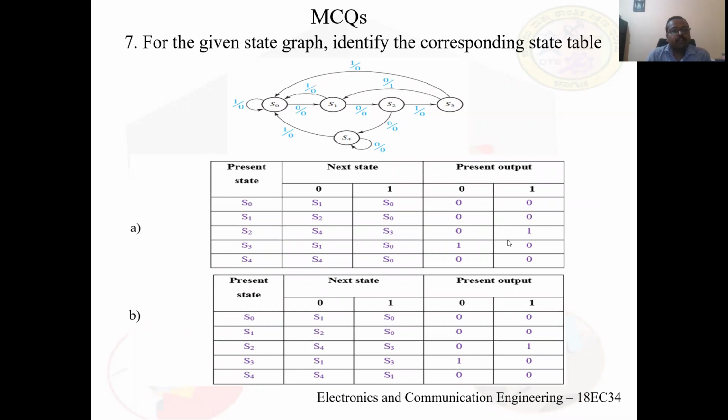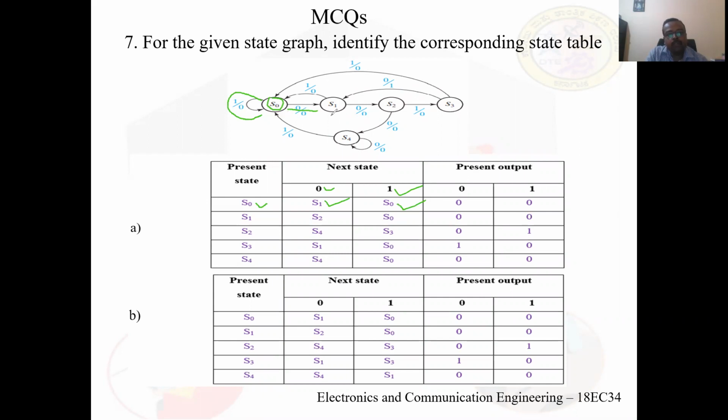Now question number 7. For the given state graph, identify the corresponding state table. Now this is a huge work. How do you start with this one? Look for the present state and next state when X is 0 and X is 1. Now the present state is S0 here. When X is 0, it is going to the S1 state. That is correct. And similarly, when X is 1, the next state is equal to S0.